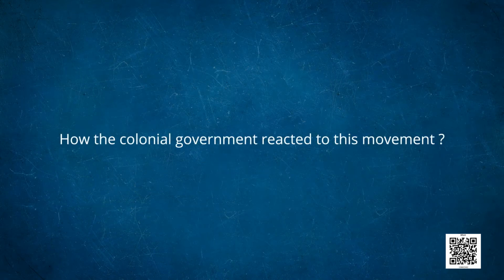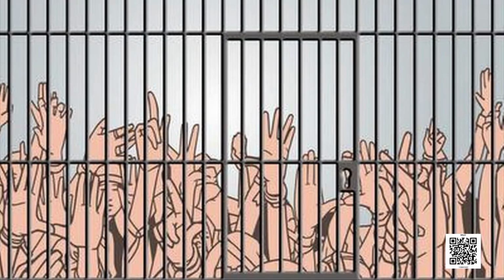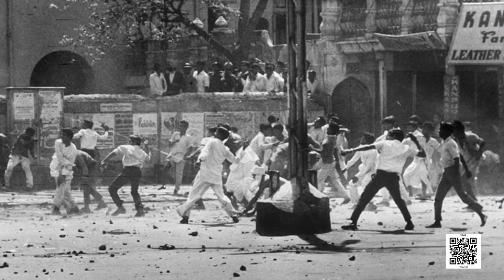Now let's see how the colonial government reacted to this movement. Seeing that the movement was becoming a success, the government adopted repressive measures. A large number of people were put behind the bars. Many leaders like Abdul Ghaffar Khan, who was a close friend of Gandhiji, were arrested. Mahatma Gandhi himself was arrested. Enraged at this, people started attacking police stations, courts, and other government buildings.